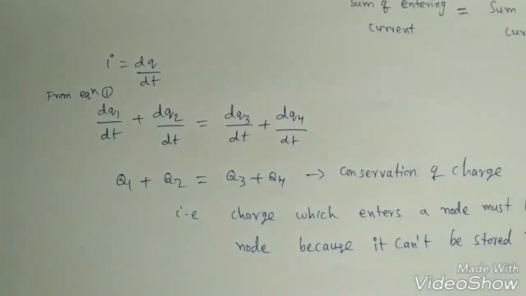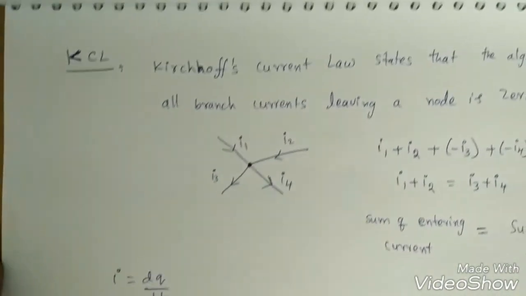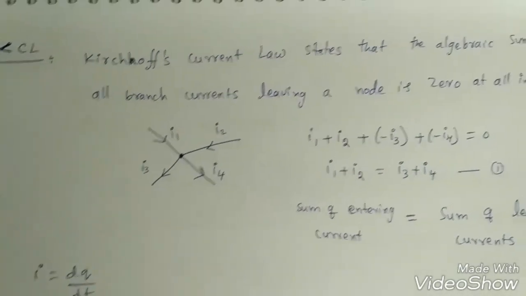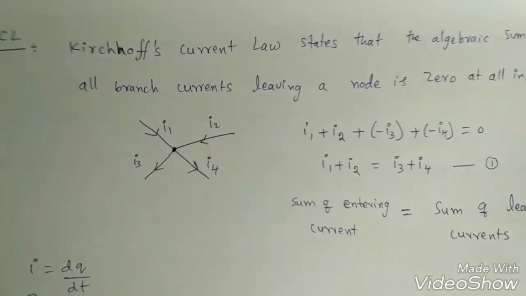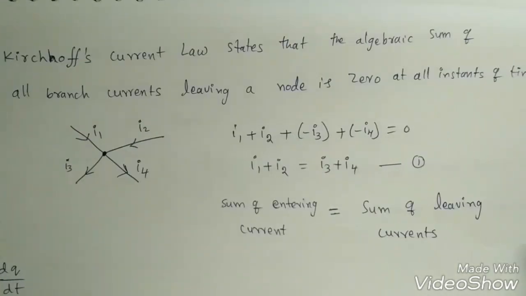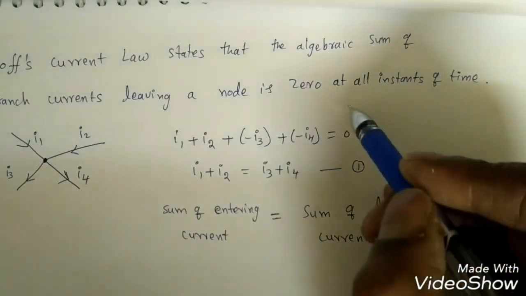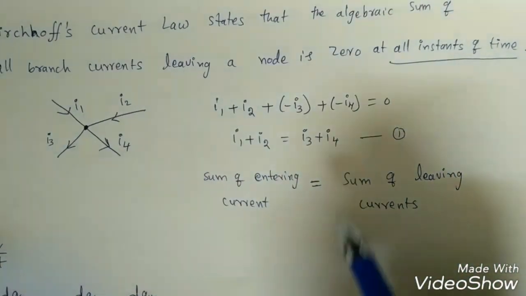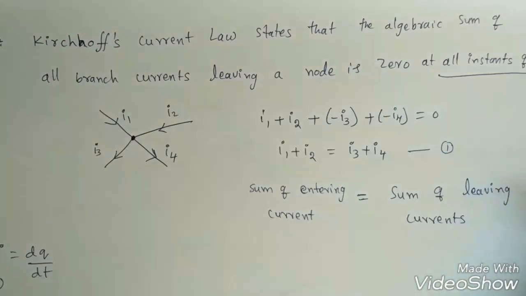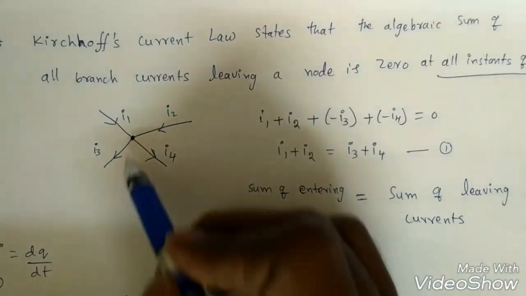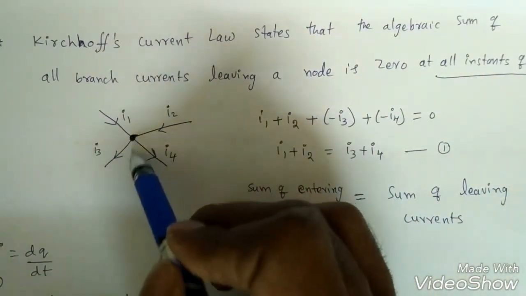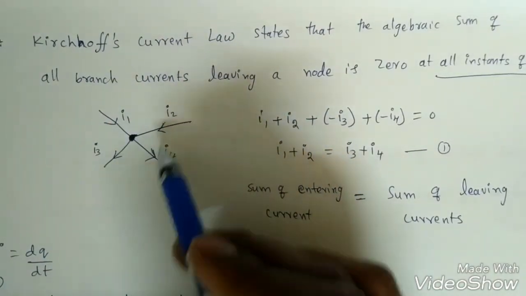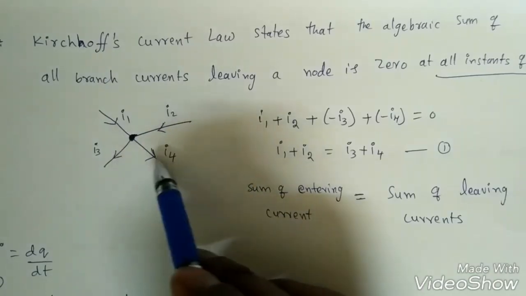Next one is the first law, which is Kirchhoff's current law, right? Kirchhoff's current law states that the algebraic sum of all branch currents leaving a node is 0 at all instants of time. This is the important point: at all instants of time, the branch currents leaving a node sum to 0, right? Suppose this is a node connecting more than two branches. Suppose I1 is coming and I2 is coming, and two currents are leaving, that is I3 and I4.